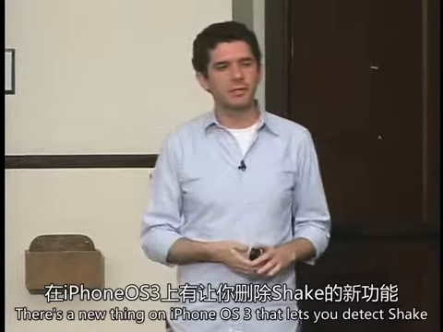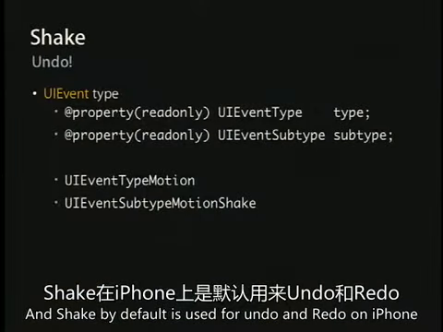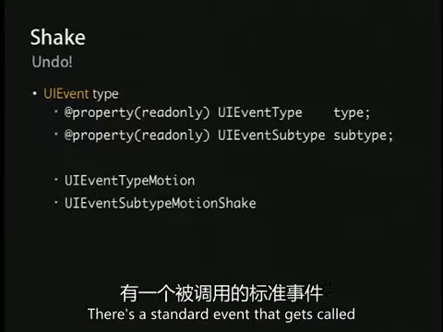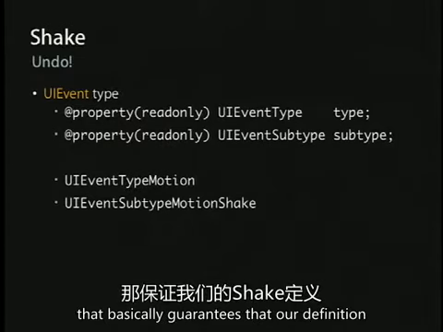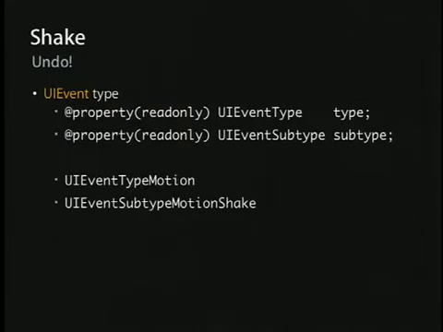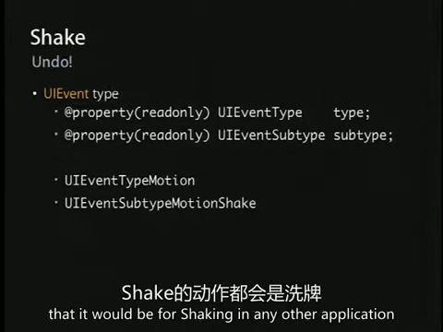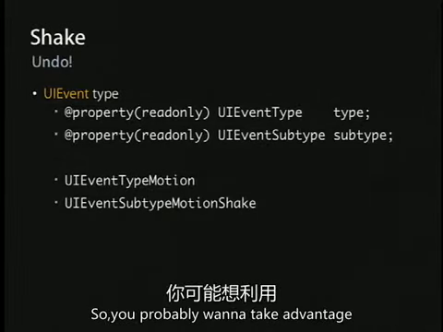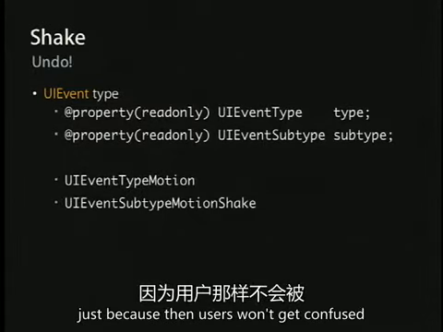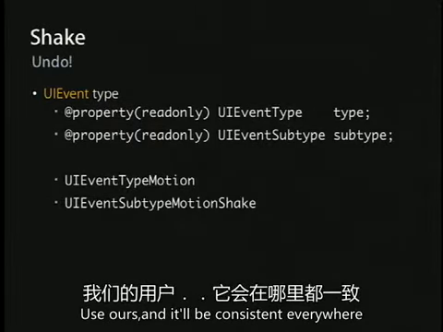There's a new thing in iPhone OS 3 that lets you detect shake. And shake, by default, is used for undo and redo on iPhone. You can override that yourself in your own applications to mean something else if you want. There's a standard event that gets called that basically guarantees that our definition of shake is consistent across everyone's app. So if you want to say that you have to shake to shuffle in your card game, it'll be the same shake motion to shuffle that it would be for shaking in any other application. So you probably want to take advantage of our shake event rather than try and write your own based on the raw accelerometer, just because then users won't get confused why what they think is a shake in one app isn't a shake in another. Use ours and it'll be consistent everywhere.